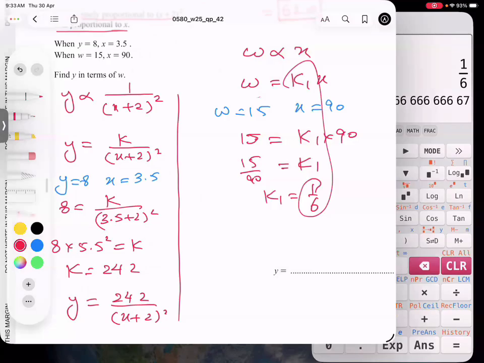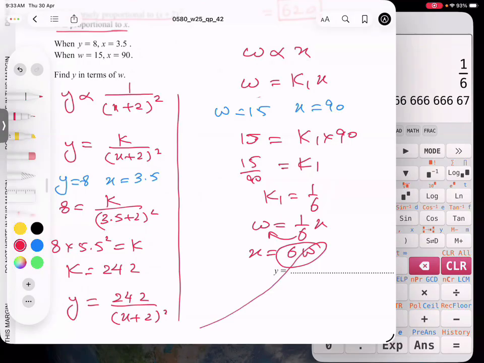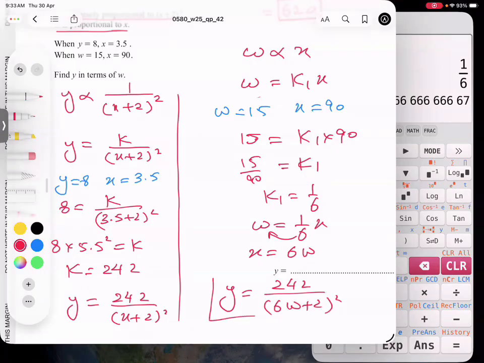I'm going to plug in back here. So w is equal to 1 over 6 times x. What is my job? To find y in terms of w. x is not required. Can you make x the subject? Yes, 6w multiplied there. And this value of x, I'm going to plug in here. So y is equal to 242 over (6w plus 2) to power 2. And what he was asking from us, y in terms of w, we have done it.